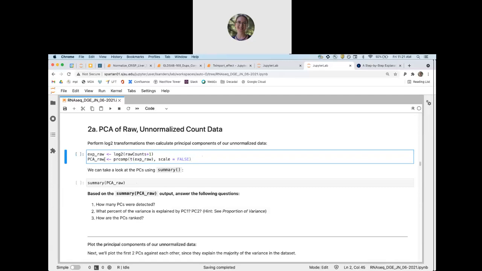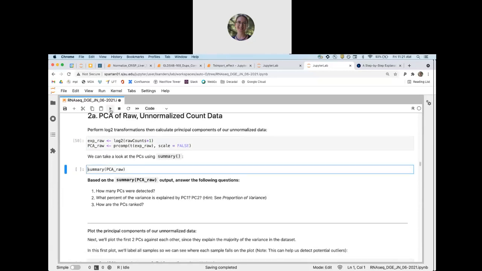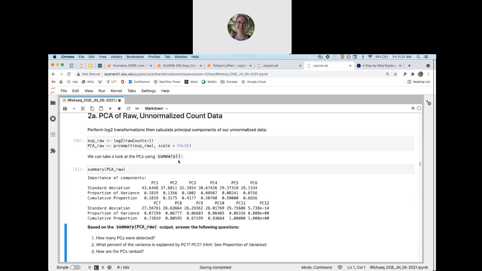So the output of computing our principal components is going to go into a new variable called pca_raw. So let's go ahead and run this cell and then take a look at the principal components that we've calculated using the summary function. So let's take a look at this output together. How many principal components were detected? Just take a look at the output and let me know what you think.